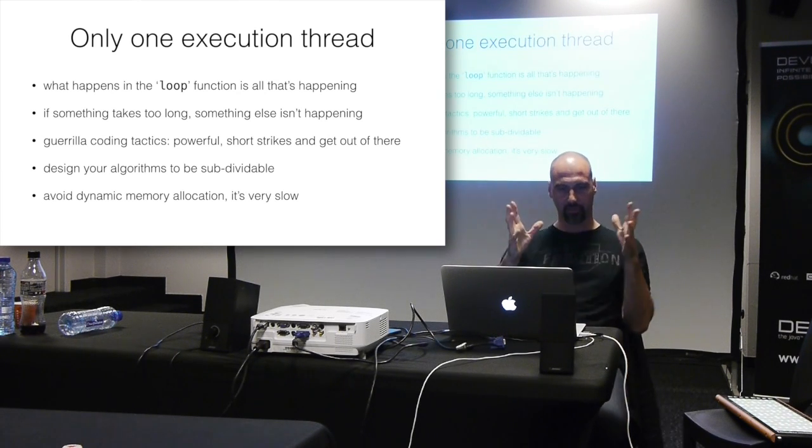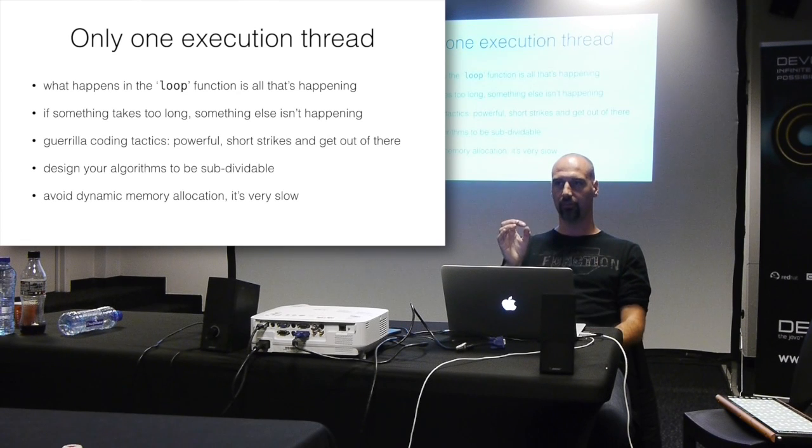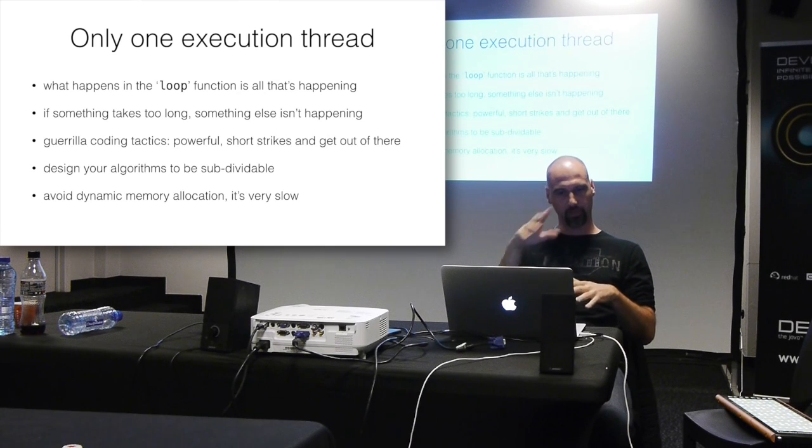So what do you have to do? You have to start designing everything in a way that it can be subdivided, so that you can have short snippets that execute and then you get out of there, working with state machines, working with algorithms that can be hacked up in pieces or delegate responsibility throughout while the main loop is going.